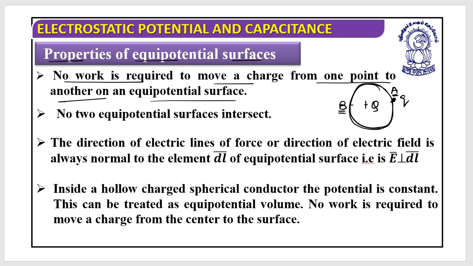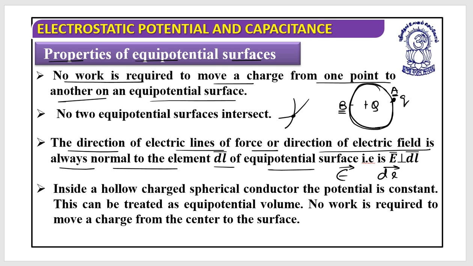Next, no two equipotential surfaces intersect, because if they intersect, there could be two directions of electric field lines at the same point, and this is not possible at all. That's why two equipotential surfaces cannot intersect. Next, and very important, the direction of electric lines of force, or the direction of electric field, is always normal to the element dl of the equipotential surface. That means the electric field direction and dl are perpendicular to each other. The angle between these two is 90 degrees.